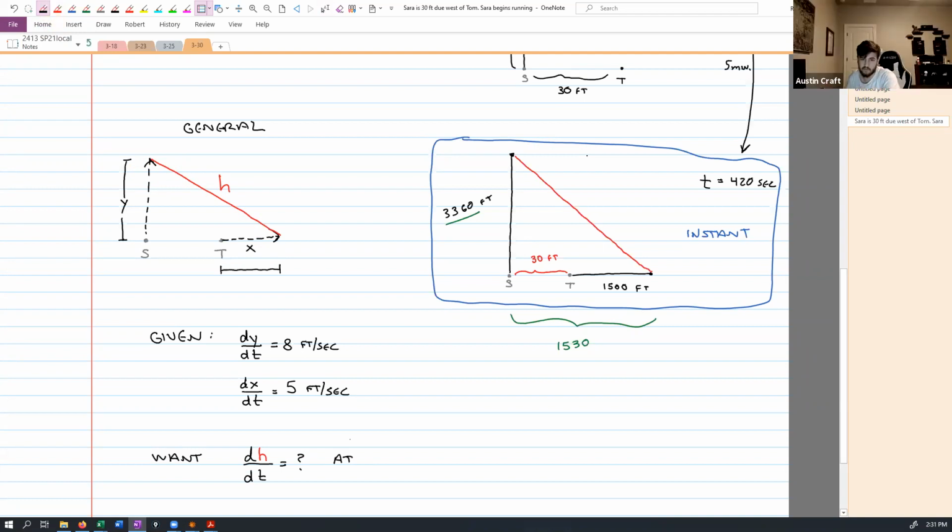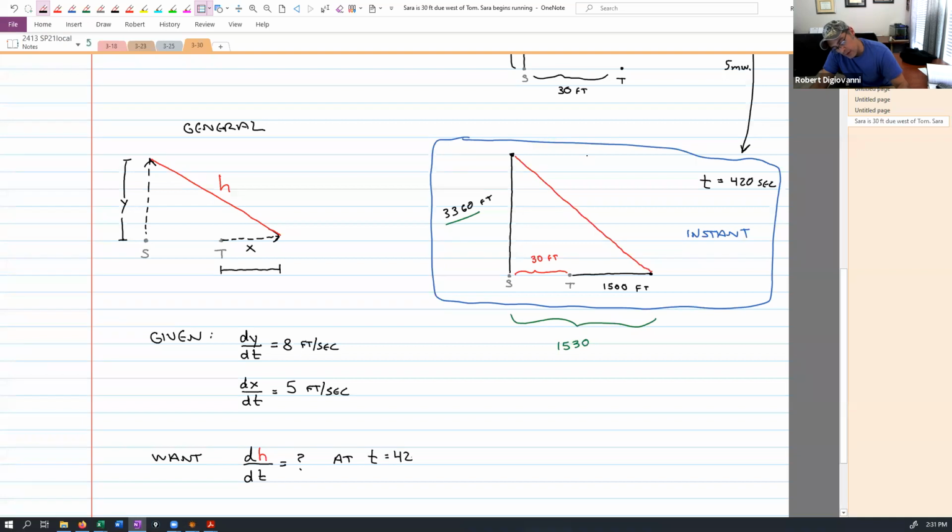At t equals 420. We could say t equals 420. In fact, I'll write it down. T equals 420. But t doesn't really help me because in my picture, I need to be able to plug this in. So here's t is 420. At t is 420, can you tell me what y or x would be?